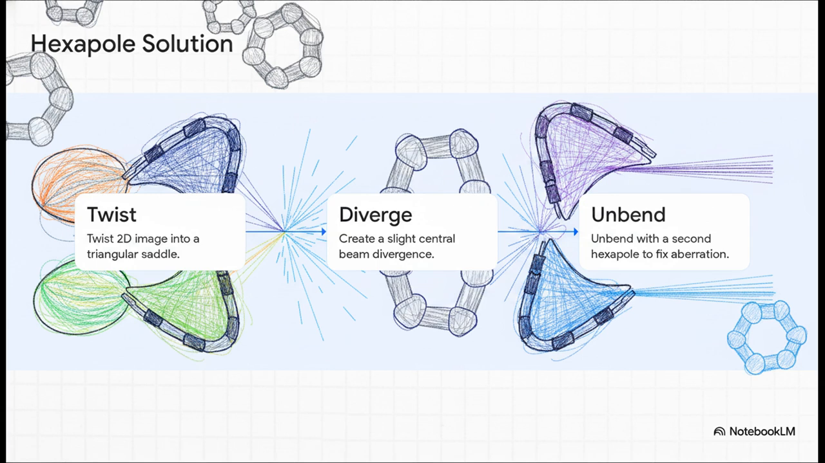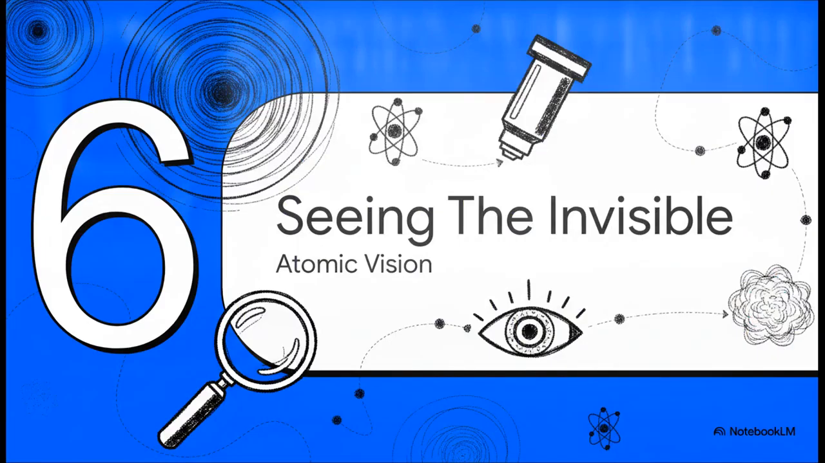They essentially twisted the flat 2D image into this bizarre triangular saddle shape. By doing this, they managed to squeeze out a tiny bit of central beam divergence. Then, they meticulously forced the beam through a second hexapole to unbend the distortion. If their math was absolutely perfect, that tiny engineered divergence would perfectly cancel out the original spherical aberration. Which leads us to Part 6, Finally Seeing the Invisible.